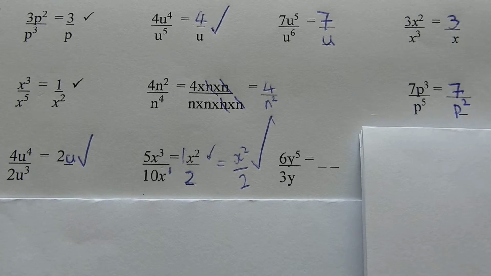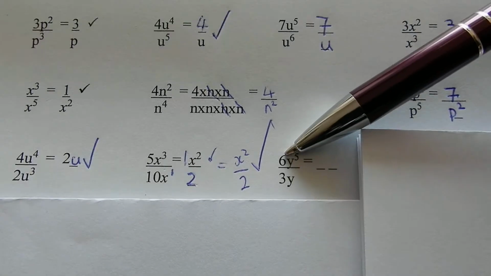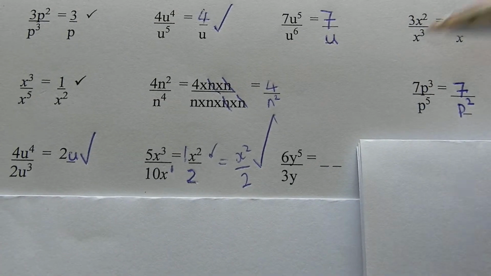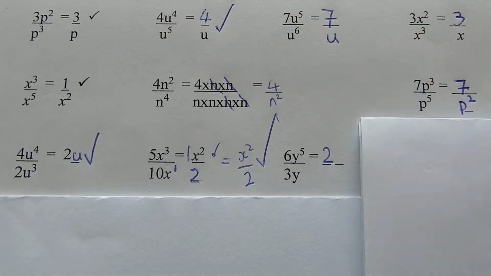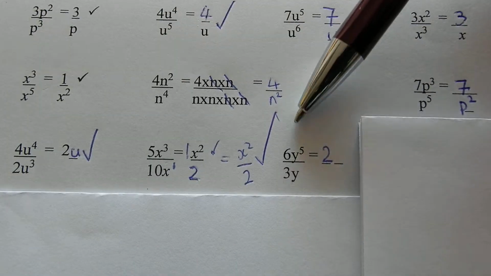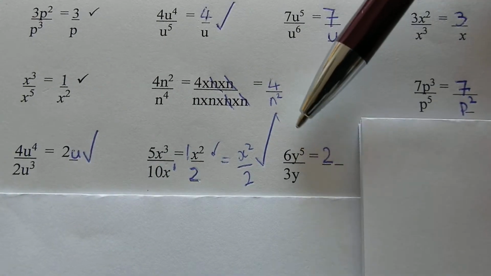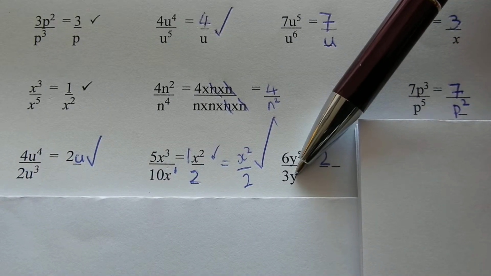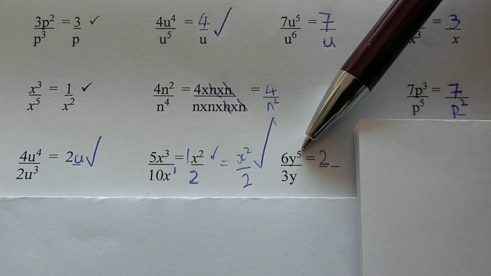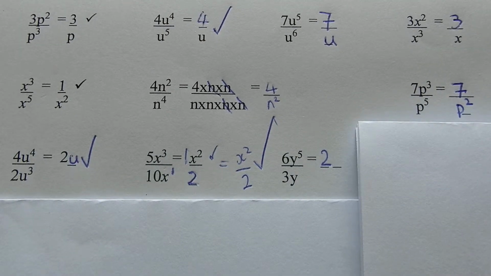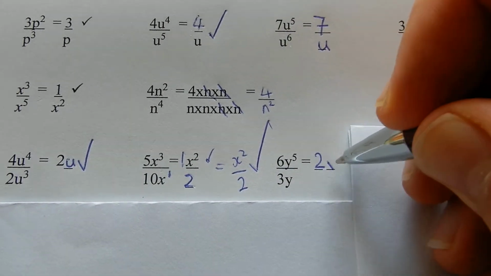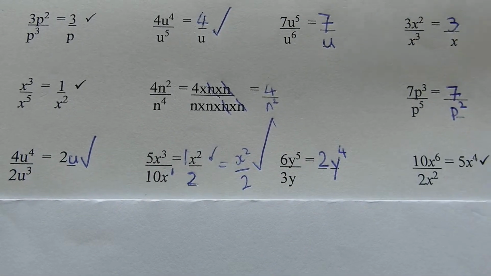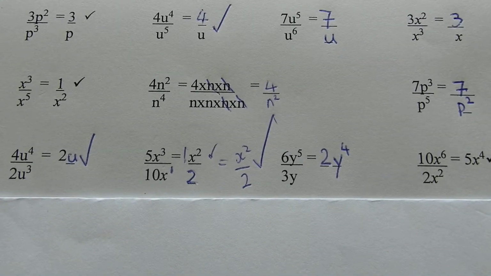Here, 6 divided by 3 is, well, yep, 2. Now, y times y times y times y times y. 5 y's timesing together on the top. 1 y on the bottom. One of these y's will cancel with that y, leaving you 4. 5 take away 1 is 4. Okay. Oh, here we go. And this one's already done.